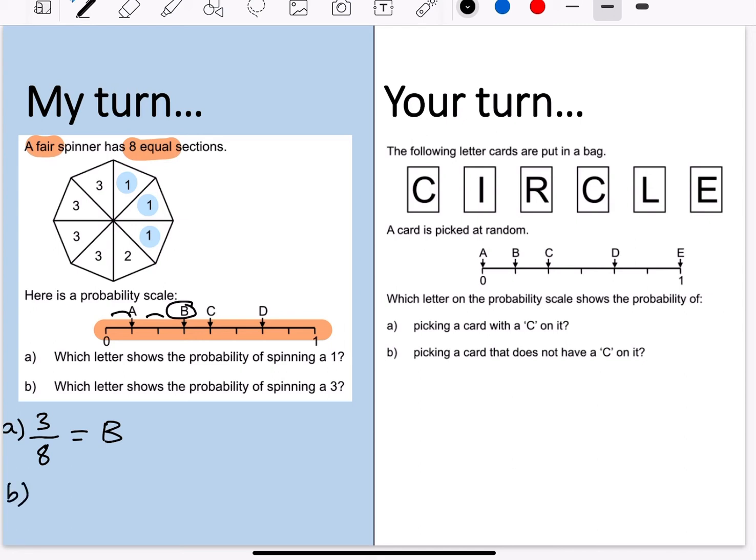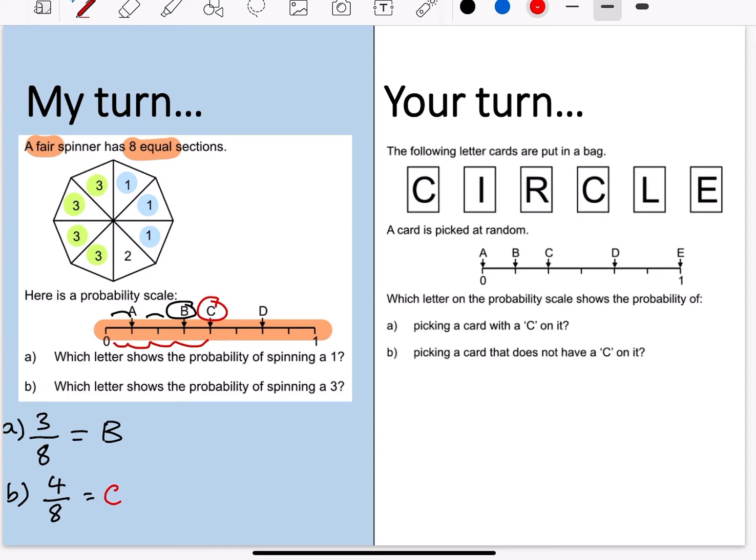For part B now, I'm looking for the letter which shows the probability of spinning a 3. So I go back to my spinner. I go 1, 2, 3, 4. 4 out of the 8 would land on a 3. So I look back at my scale and I go 1, 2, 3, 4. So my answer is C.